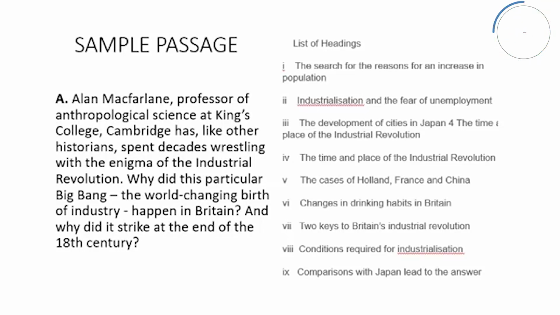Now what is it? It is all about Alan Macklin, Professor of Anthropological Science at King's College, Cambridge, who, like other historians, has spent decades wrestling with the enigma of the Industrial Revolution. Now this line is telling me he was struggling with the enigma of the Industrial Revolution. Why did this particular Big Bang, the world-changing birth of industry, happen in Britain, and why did it strike at the end of the 18th century?